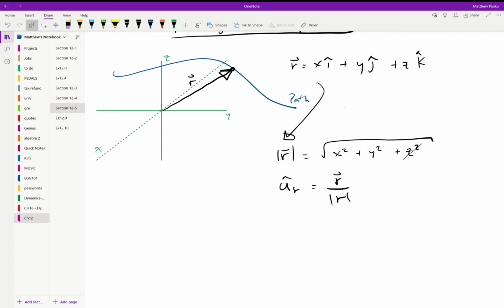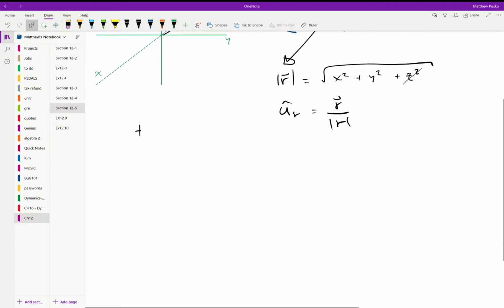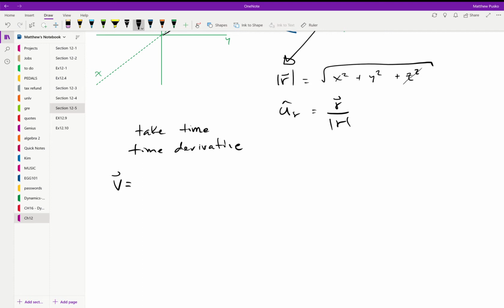Okay, so the next step would be taking the time derivative of this. You're going to catch on to that. The next step is typically calculus. Take the time derivative, and what do we get? We get the velocity. It's equal to the time derivative of the x component plus the time derivative of the y component plus the time derivative of the z or k component.